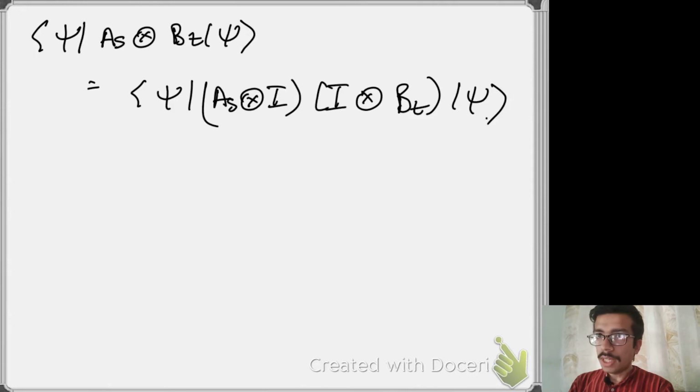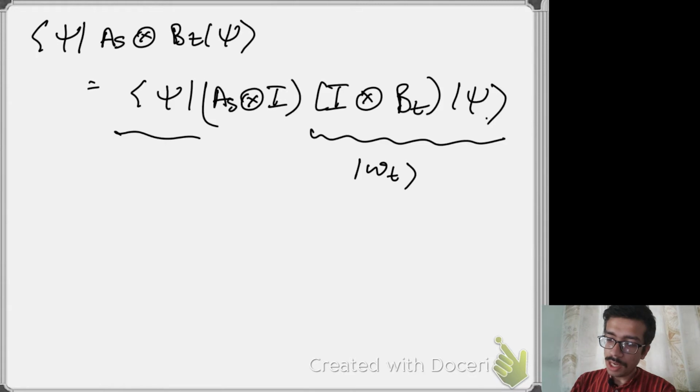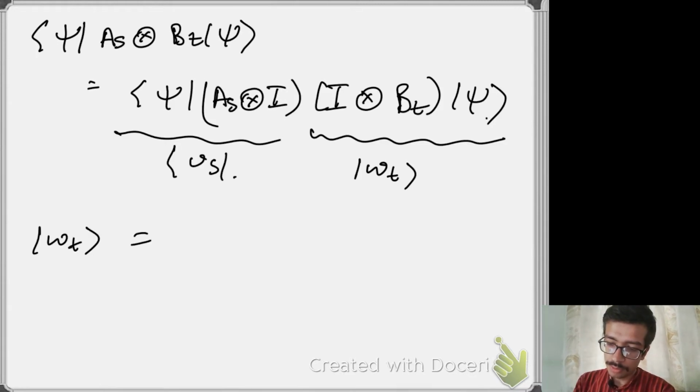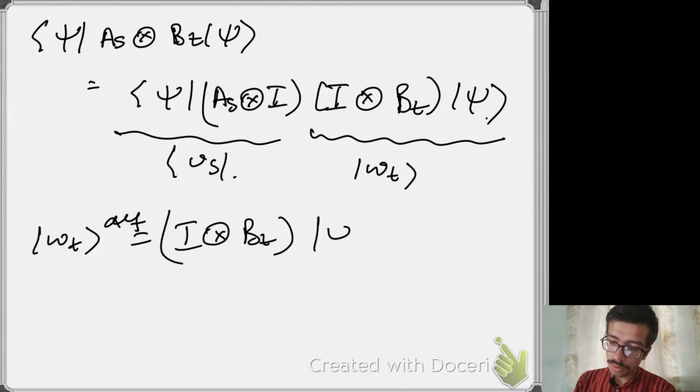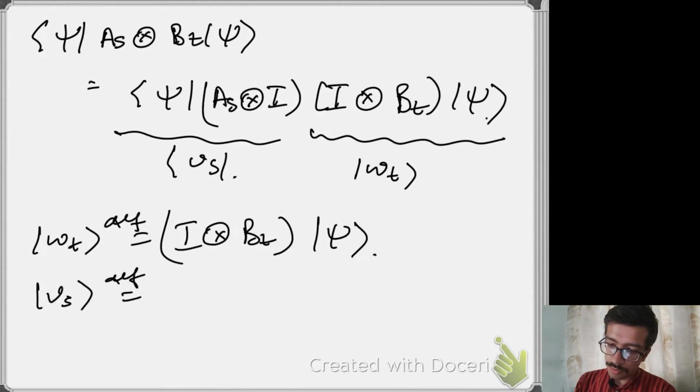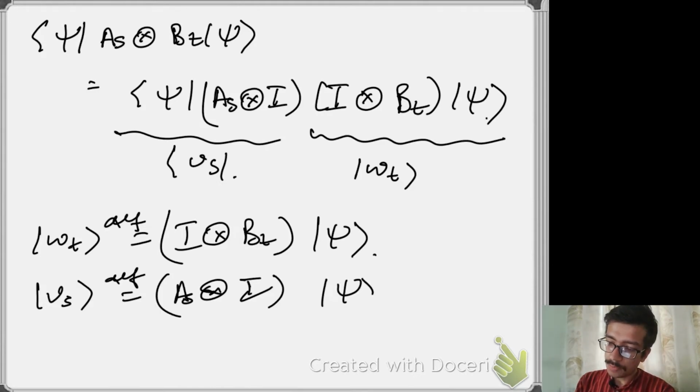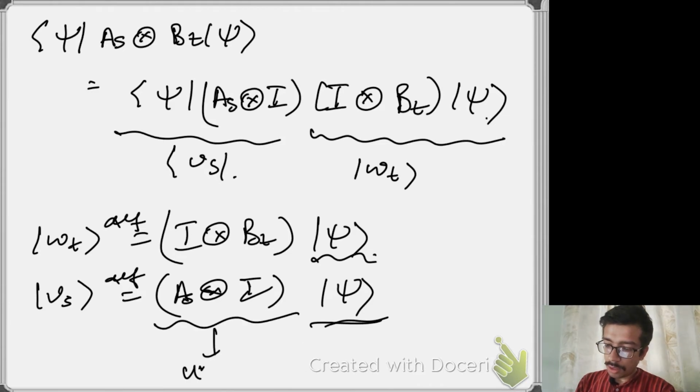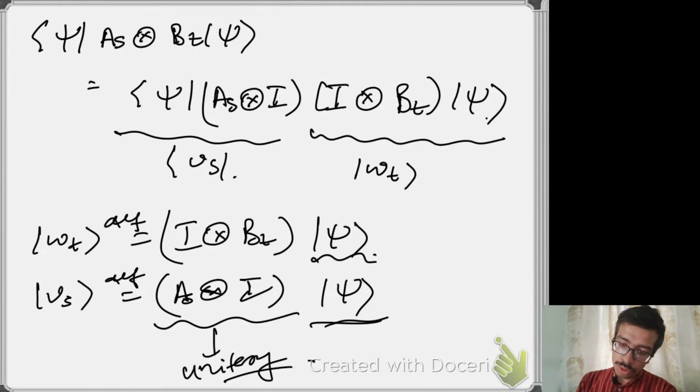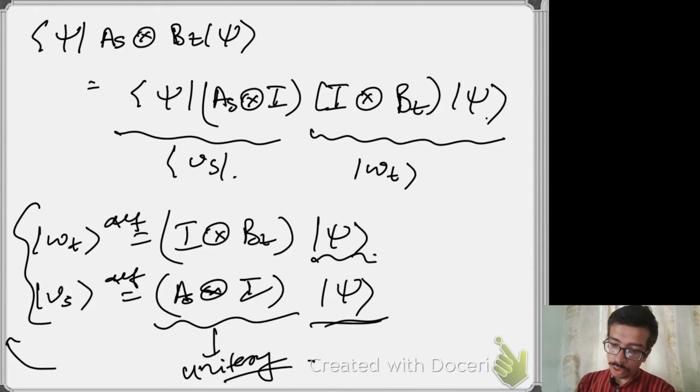And now what I can do is define this part as WT, and this part can be defined as Vs. So we are defining WT as I tensor BT psi, and Vs is defined as AS tensor I applied to psi. Note that psi is a unit vector and the binary observable is always unitary. So WT and Vs are also unit vectors.